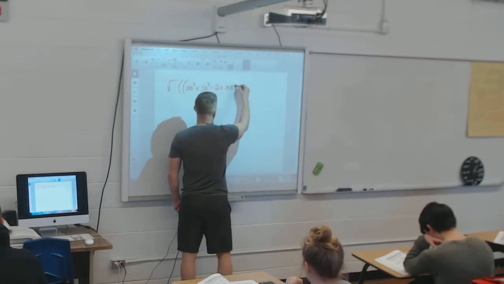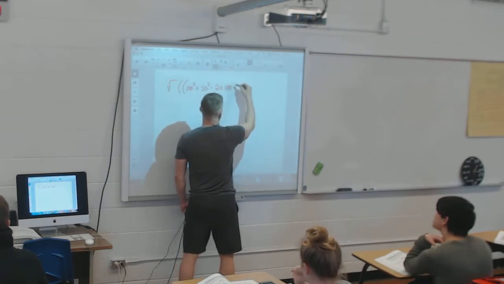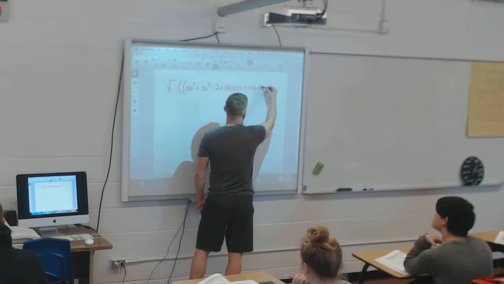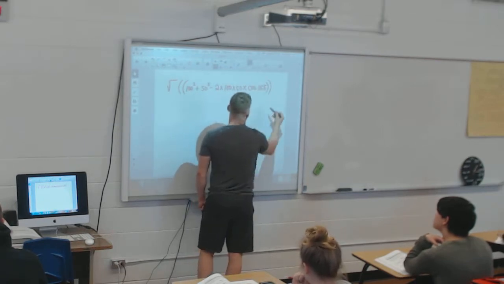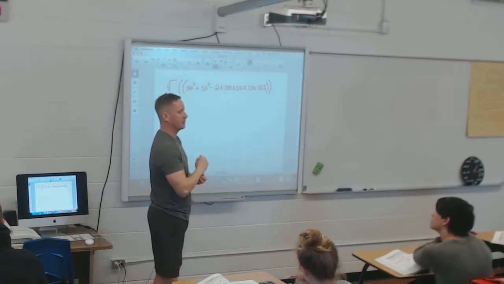I put 1 extra in here, but whatever. Times 50, times the cos 155. Close, close. I got 1 too many brackets in here, but it'll still work.